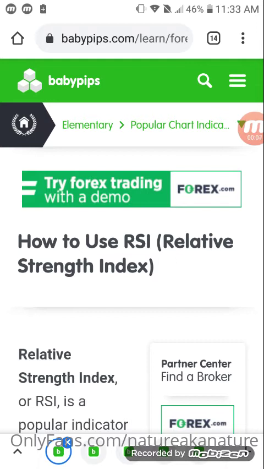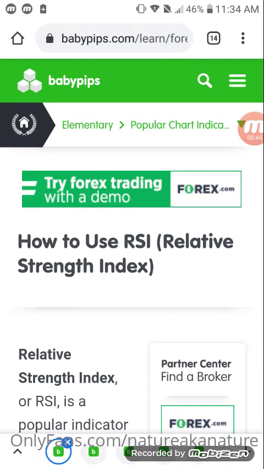Alright, so in this video, we're going to be talking about how to use the RSI, known as the Relative Strength Index. RSI is very, very useful, very, very helpful. It's another technical indicator, just like the moving average, just like the Fibonacci extension and retracement. These are the three technical indicators that a lot of people use: RSI, moving average, and Fibonacci. So, how to use RSI, known as Relative Strength Index.